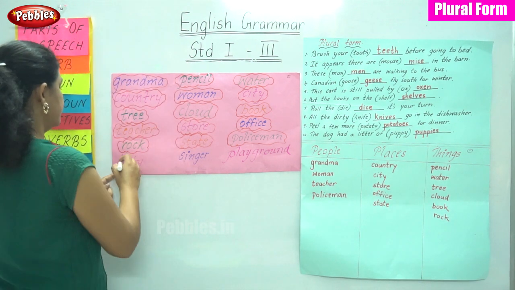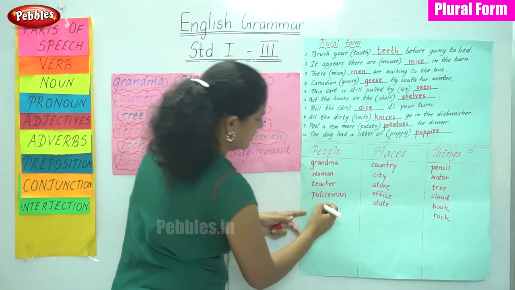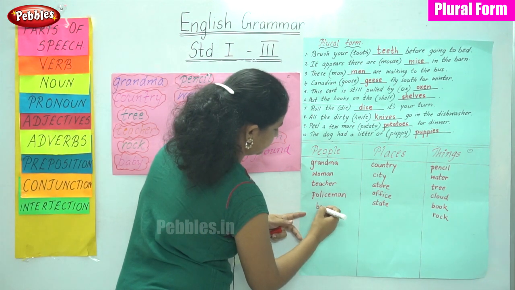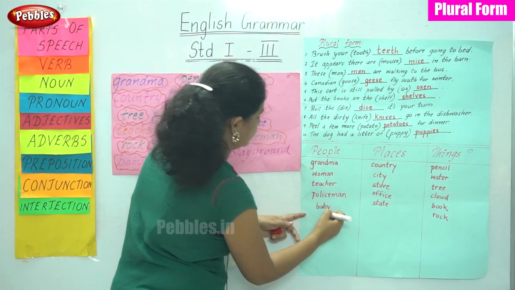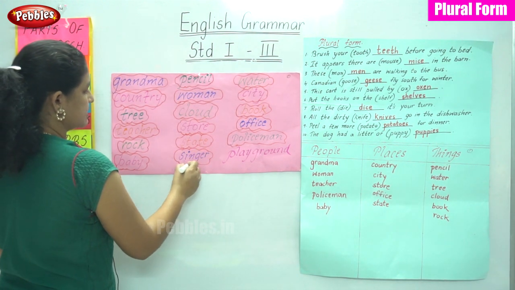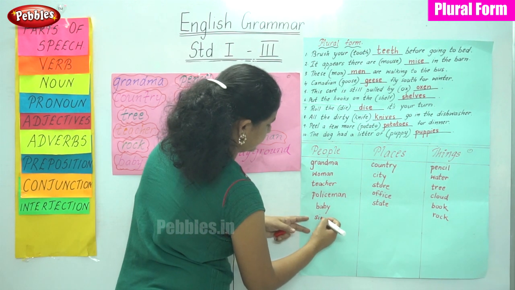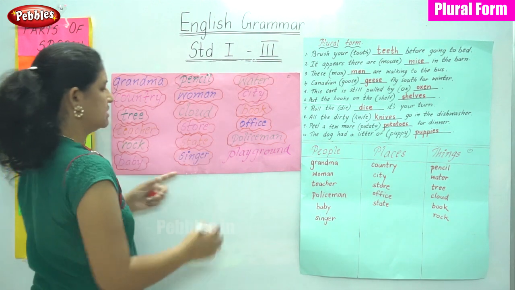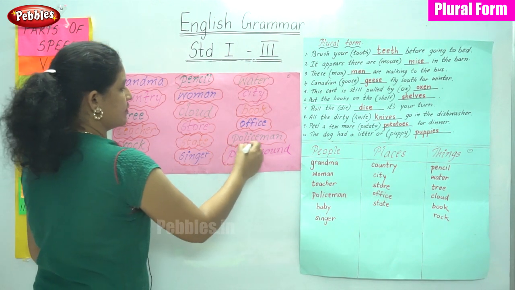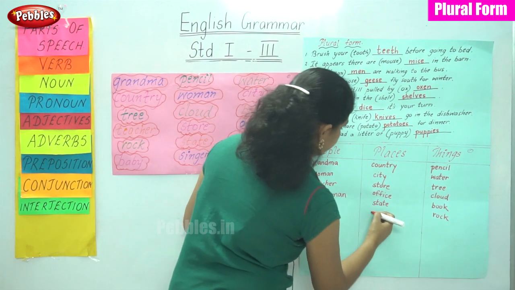Next, baby. Baby is the name of a person, so I write it under people. Singer again is a common noun for a person, so I write it under people. And playground is the name of a place, so I write it under places.